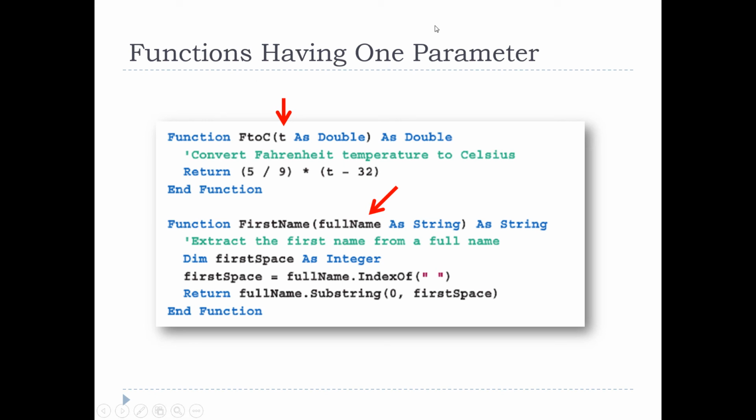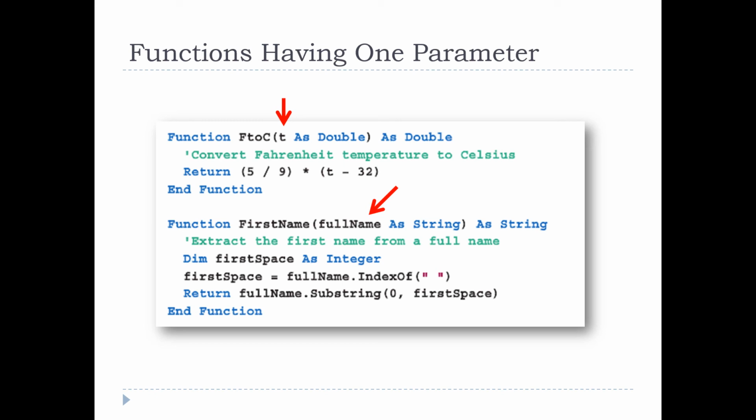So here we have a function that has one parameter. This is a function here called F2C, Fahrenheit to Celsius. So the keyword function followed by the name of the function. Inside here we have one parameter called T. Okay, this T here is a double, so you can see that it looks very similar to how you dim your variable name, like down here. We say dim first name, first space as integer. Except in here, you cannot put the word dim inside.